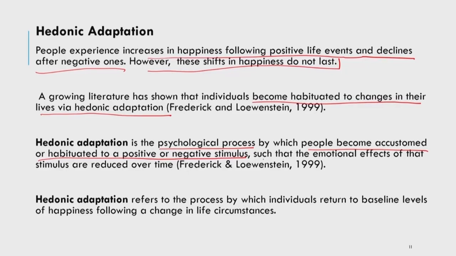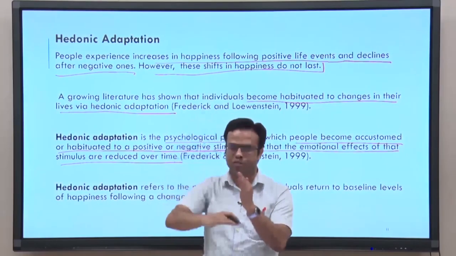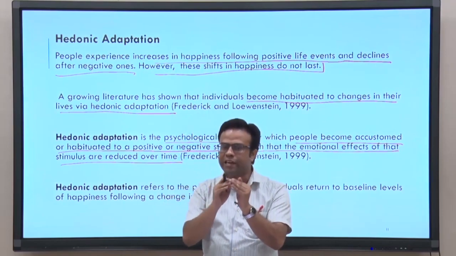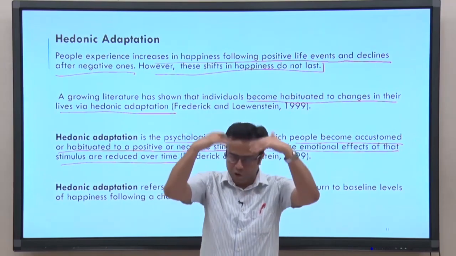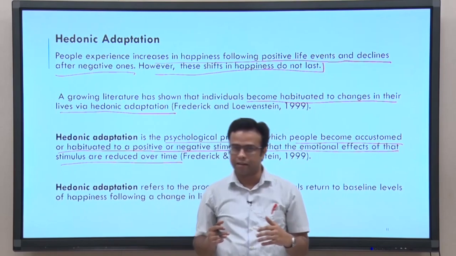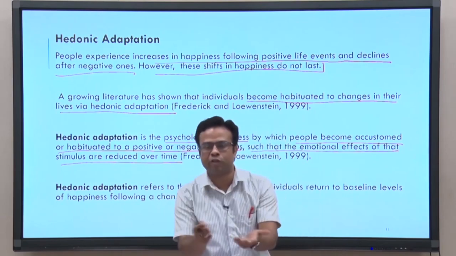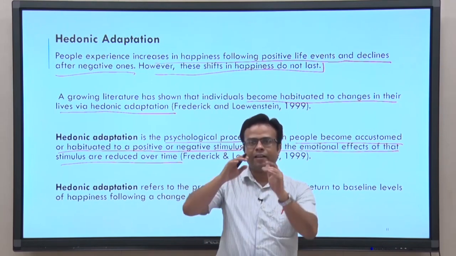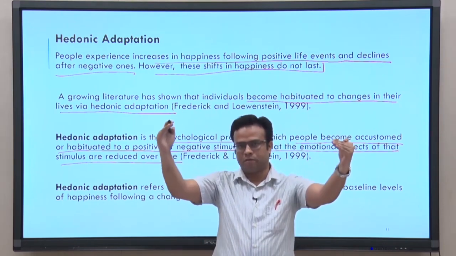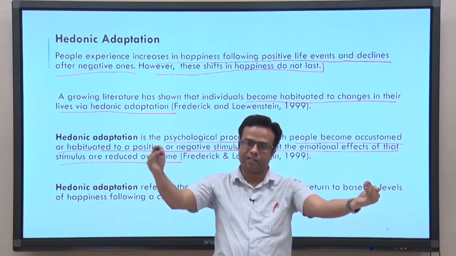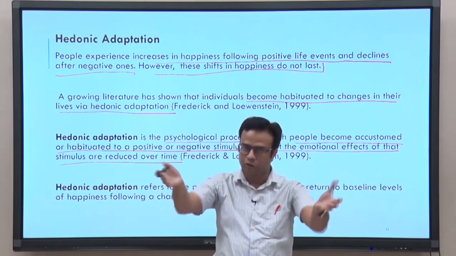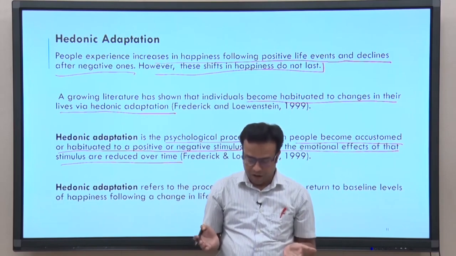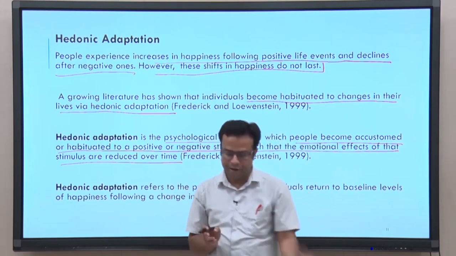And once we get adapted to them, our emotional effects to that stimulus are reduced. So, our intensity of emotion reduces. Initially our emotional intensities are generally very high, but after some time we get adapted or habituated to them at the psychological level, and then we don't experience those intense emotional experiences after that particular event. So, that is called hedonic adaptation.